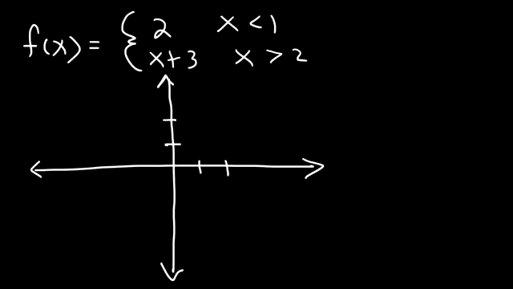And it doesn't include 1 itself. It's less than 1, not equal to 1. So we're going to have an open circle at 1, 2. And because it's just a constant, it's going to be a horizontal line, but less than 1, so we've got to graph it to the left.